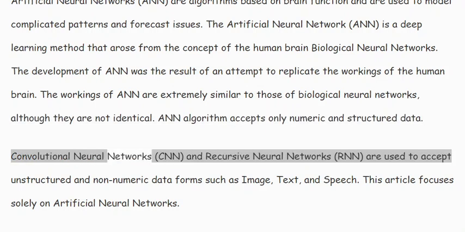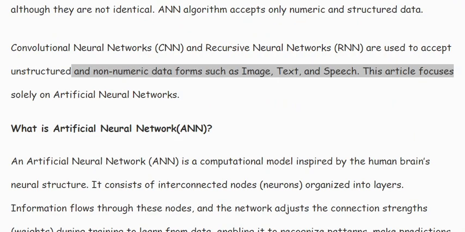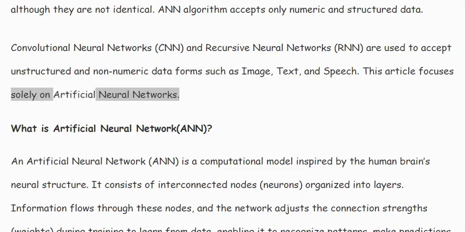Convolutional neural networks (CNN) and recursive neural networks (RNN) are used to accept unstructured and non-numeric data forms such as image, text, and speech. This article focuses solely on artificial neural networks.